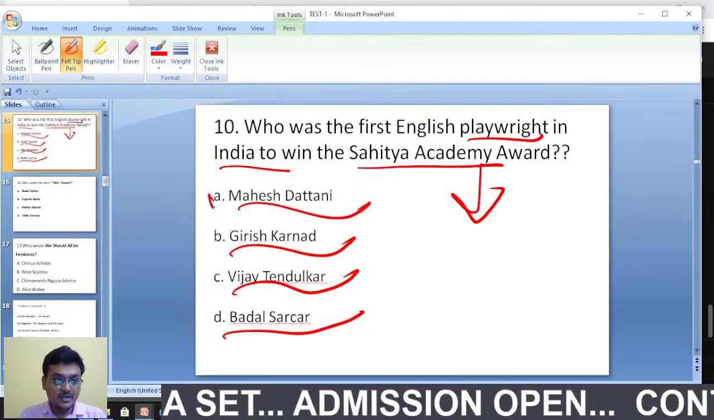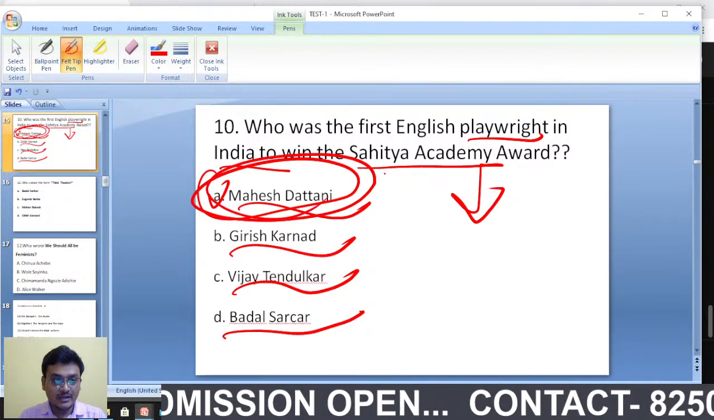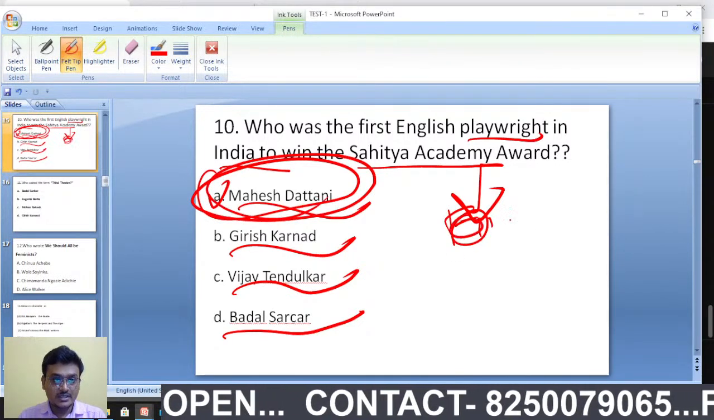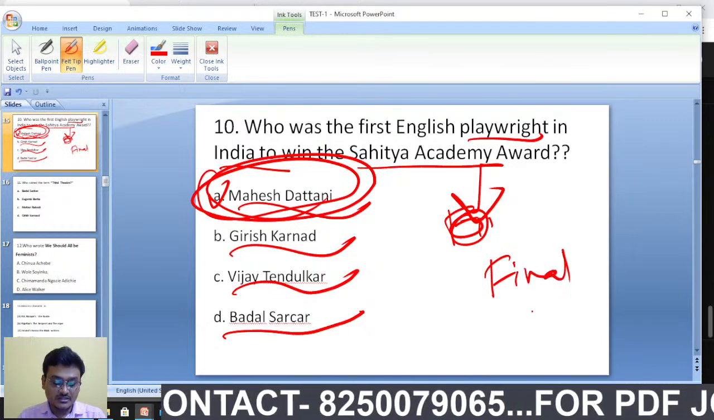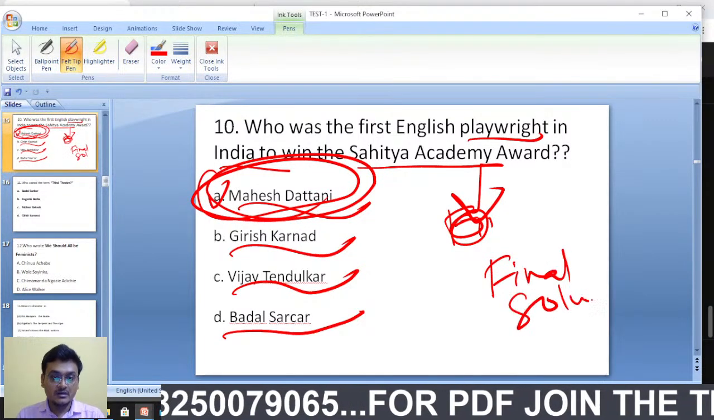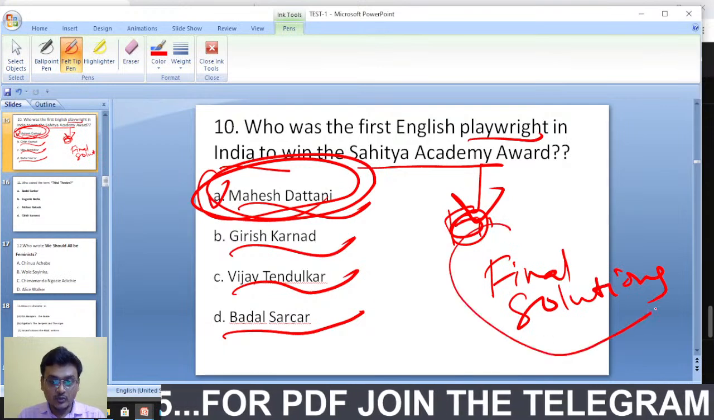Okay, so for which work, name the work: Final Solutions. Excellent, this is the final solution. Is the final solution Mahesh Dattani? Yeah, Mahesh Dattani, the first Indian playwright in English to receive the Sahitya Academy Award.